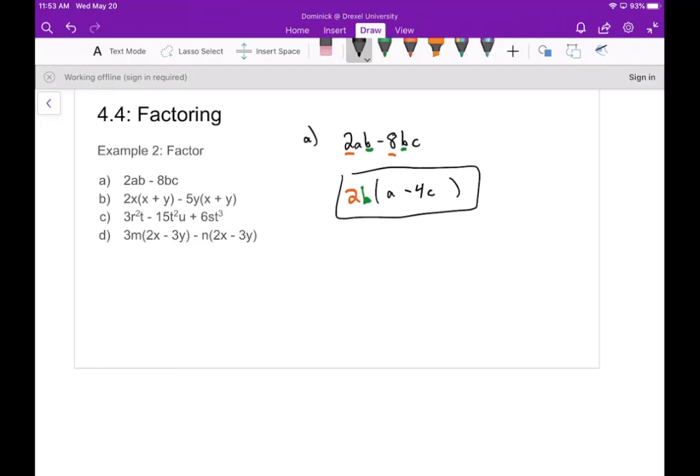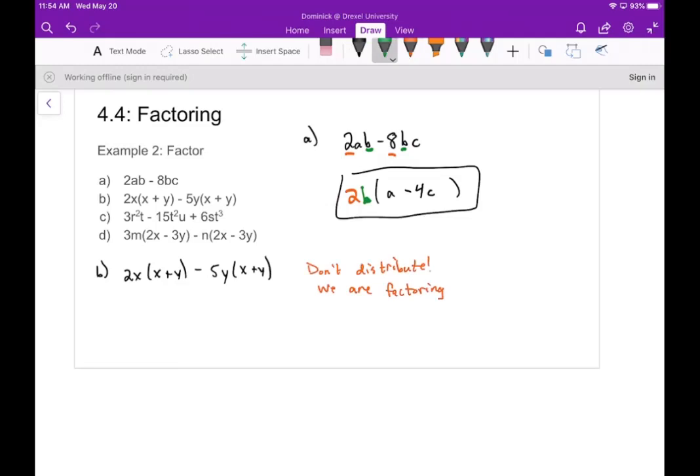Okay, now part B is interesting. Part B, I want you to think about for a second. So we have 2x times x plus y minus 5y times x plus y. Now, when you see this, you might be tempted to distribute, but don't distribute, because we're factoring. When you're factoring, you're undoing the distributive property. So if we distribute, we're only creating more work for ourselves.